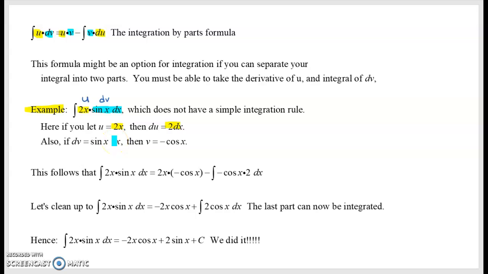And if dv is the sine of x, I'm going to integrate that to get v. So integral of sine is negative cosine. So I can come back into my formula and drop everything in. So the formula says that the integral of u times dv equals u times the integral of dv, so that's the v, minus the integral of, in this case, v, which is the negative cosine times the du, which is 2x. So let's label all that stuff. So here is u, du, and that's v, not dv.